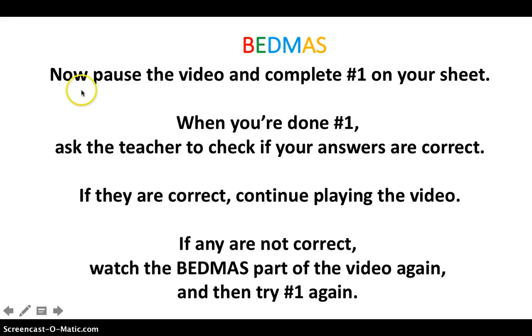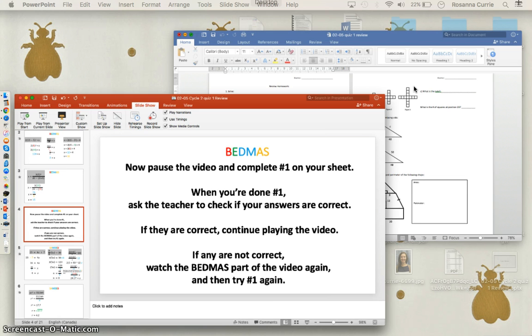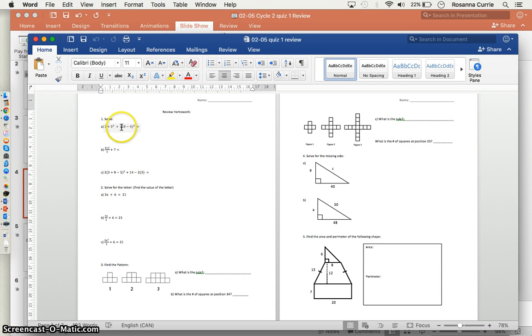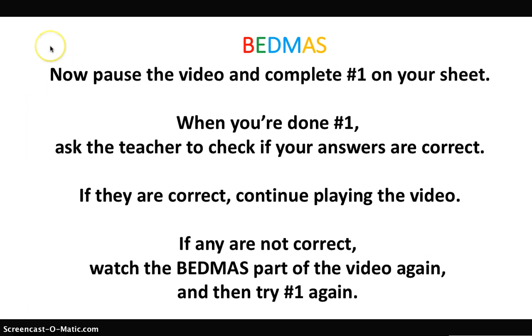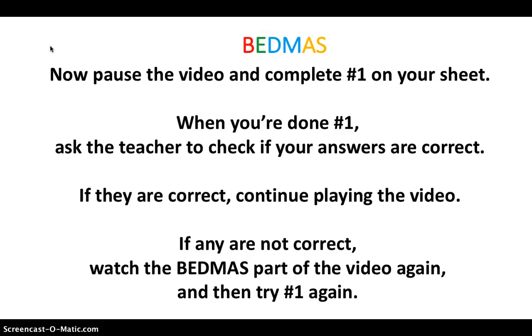Now, the next thing I want you to do is pause this video and complete question number 1 on your sheet. So question number 1 on your sheet looks like this. There's a couple of BEDMAS questions there for you that I'd like you to do on your own. So go ahead and press pause. When you're done, you're going to ask the teacher to see if you got the answers correct. And if they are correct, then you just keep continuing to play the video, and there'll be other kinds of questions there for you. And if any of them are not correct, I want you to go back and watch that BEDMAS part of the video again, and then try number 1 again. Okay, so don't move on until you're ready with BEDMAS. Okay, so go ahead and hit pause.